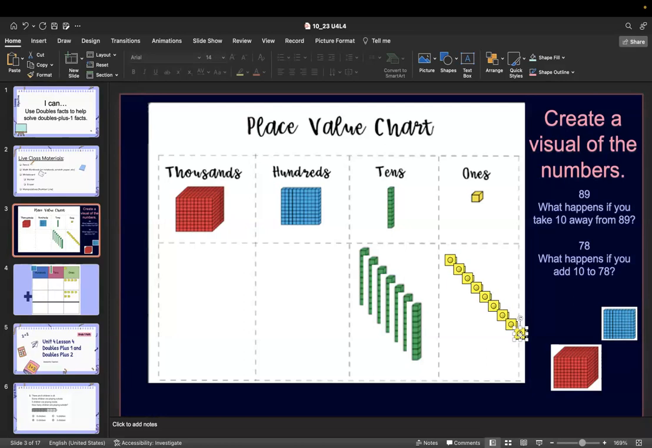What I want you to do right now is pause and work the next one out with your learning coach. Your first number is going to be 78. And then you're going to see what happens if you add 10 more to 78. So pause and work this out with your learning coach, and then we're going to move on.